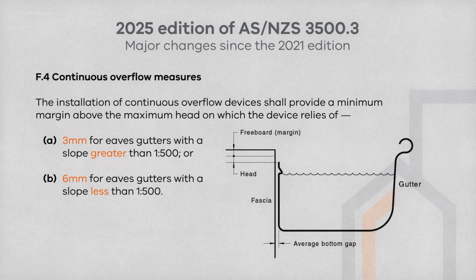This margin is important because it provides a small safety buffer to allow for things like construction tolerance, building settlement that could affect the slope, turbulence in the water flow, or even wind effects. The standards specify that you must have a minimum 3 mm margin for EVA's gutter with a slope greater than 1:500 and a minimum 6 mm margin if the gutter slope is less than 1:500.